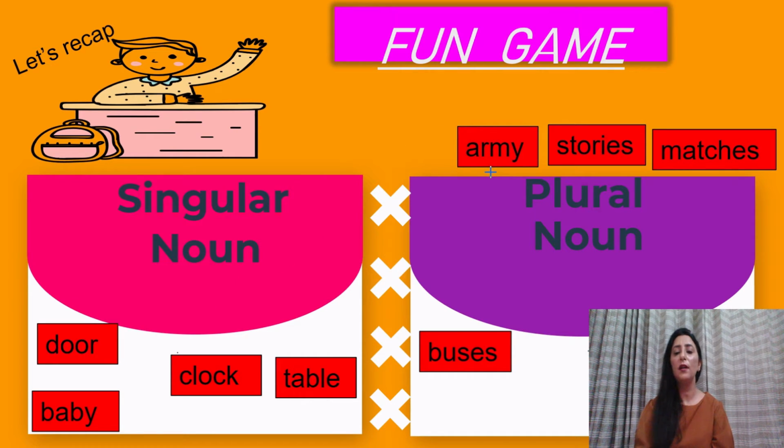Now the next word is army. We know we're talking about one army. So again, it is a singular noun. There's no S, ES or IS added towards the end. So it will come under the category of singular noun.